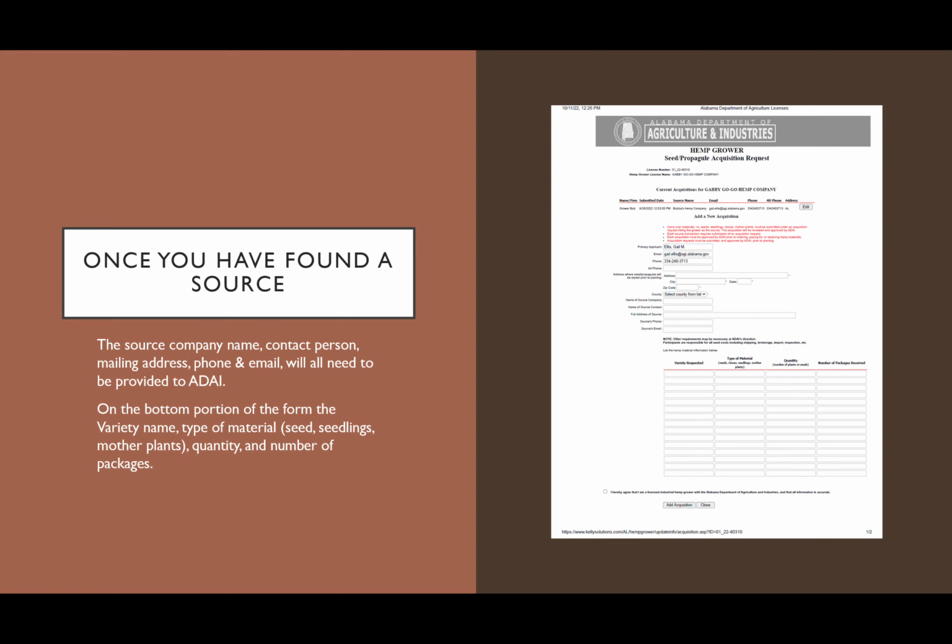Sometimes the number of packages gets confused. If you buy 3 ounces of seed and there's 1 ounce of seed in the package, then you would have received 3 packages. If you buy clones, typically clones come in 72 cell trays. So however many clones you get, you may have 2, 3, 4, or 5 packages.